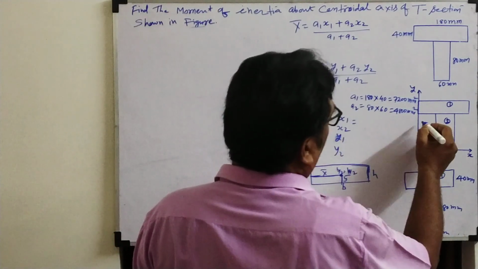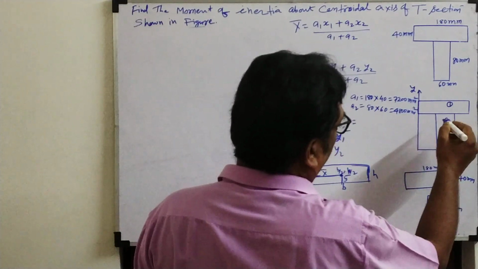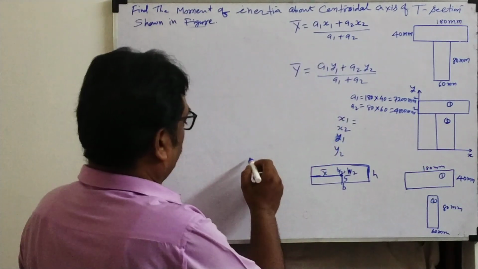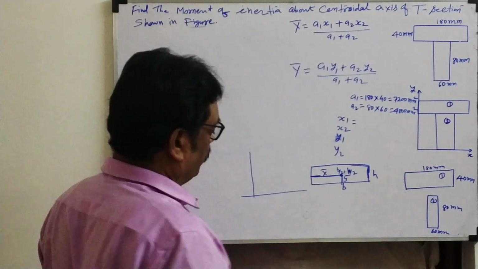Always we'll take x1 from the y-axis. Why will we take it from the y-axis? I will tell you now. And y1 we will take from the x-axis. Let's understand with one simple example.